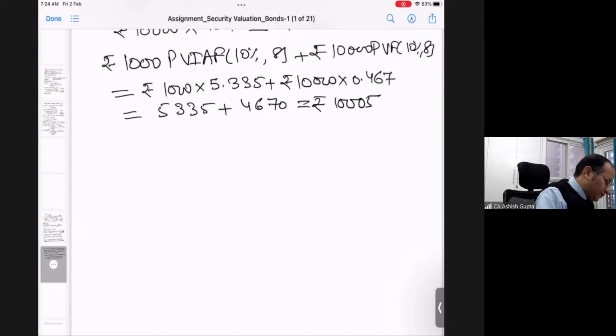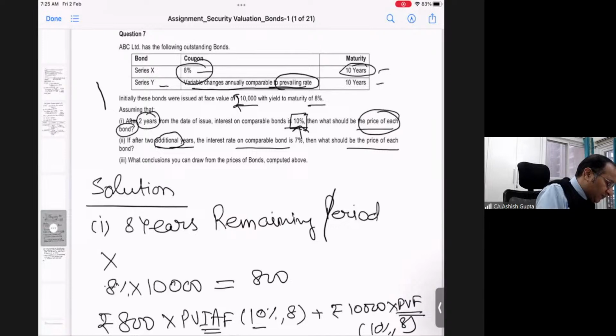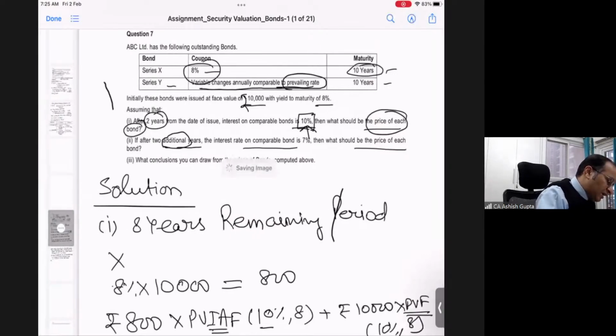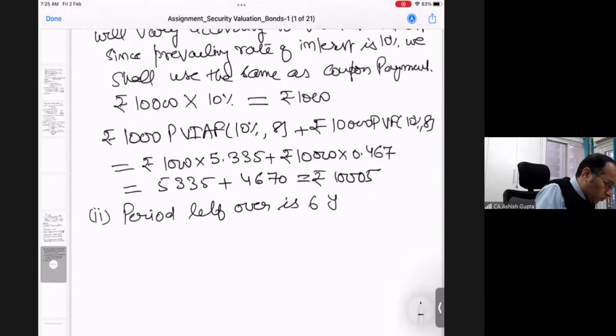Now it says, we come to the second part. It says for additional 2 years, or if after two additional years, it means two more years have lapsed. Accordingly, the period left over is 6 years. Okay, and yield is 7%.